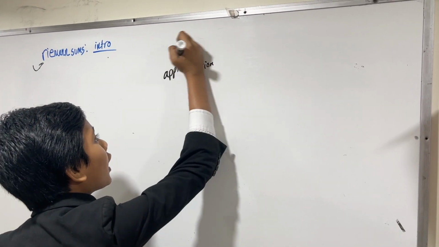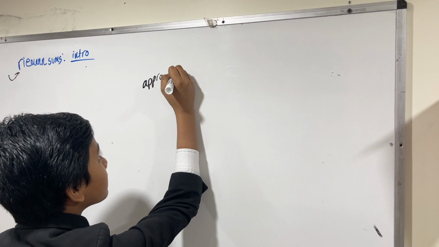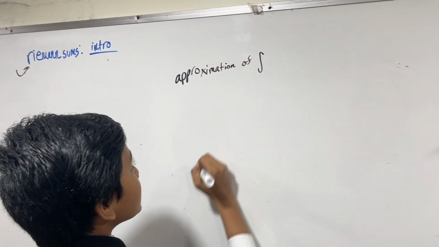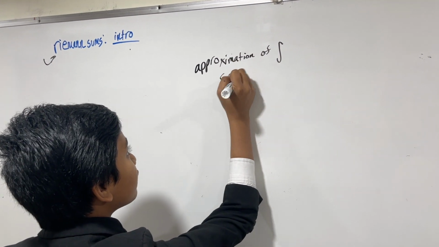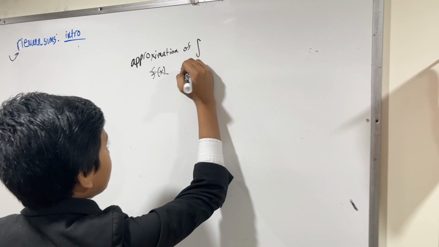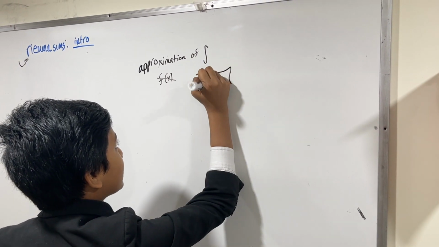So, it's like an approximation of an integral. And it is necessary when you aren't given the function, and instead, you're only given like a table of x and f of x.